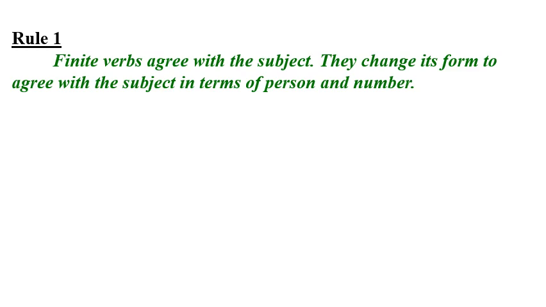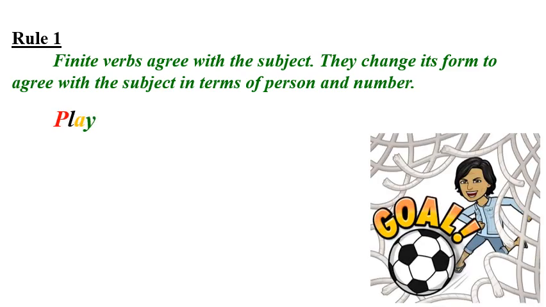Look at the following example. Play. Play is an action word, so it is a verb. But the same verb can function both as a finite verb and as a non-finite verb in a sentence. How? Look at the first sentence. I play very well. The verb in this sentence is play. And the subject in this sentence is I.